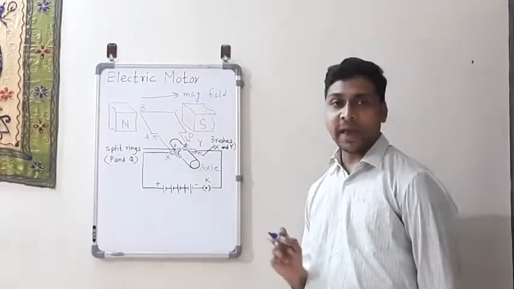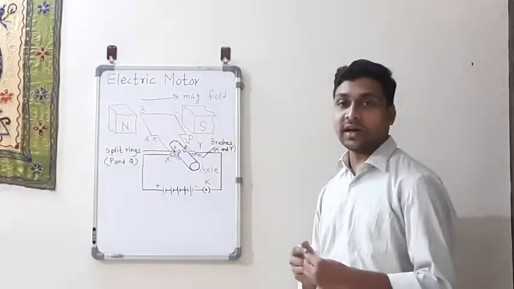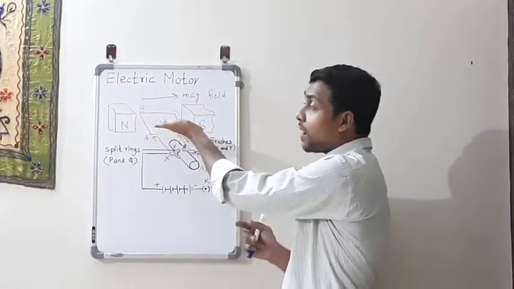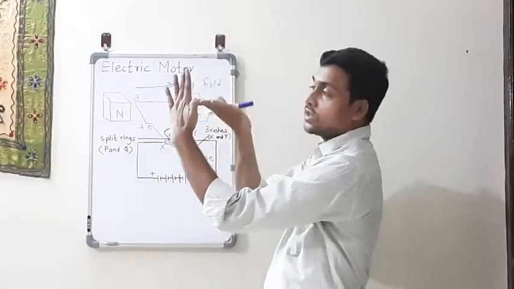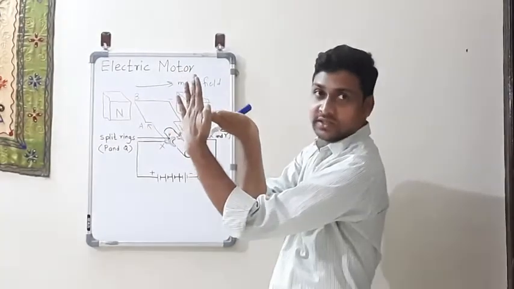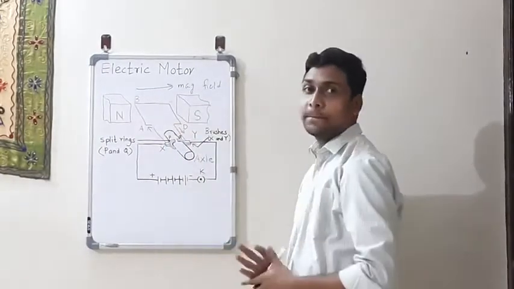Inside the magnetic field we place a coil ABCD. Remember that the coil ABCD is perpendicular to the pole pieces. The pole pieces are in this direction, so the coil plane will be like this. The plane of the coil is perpendicular to the plane of the magnetic poles.